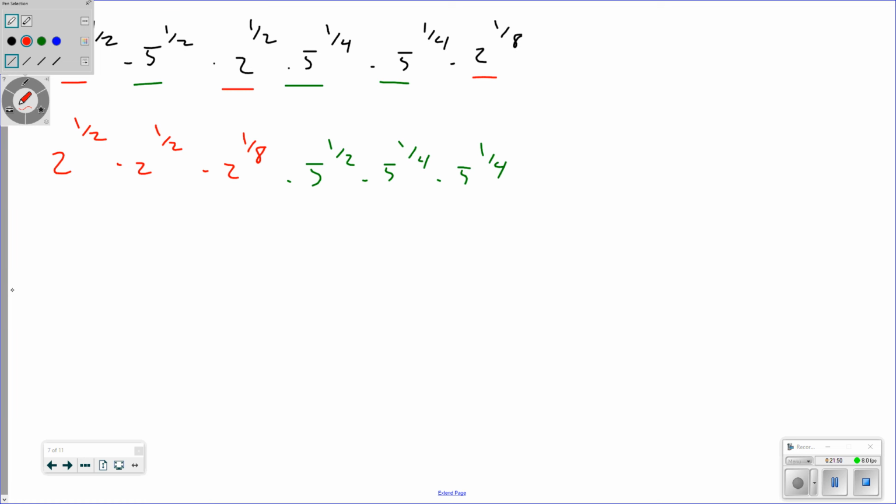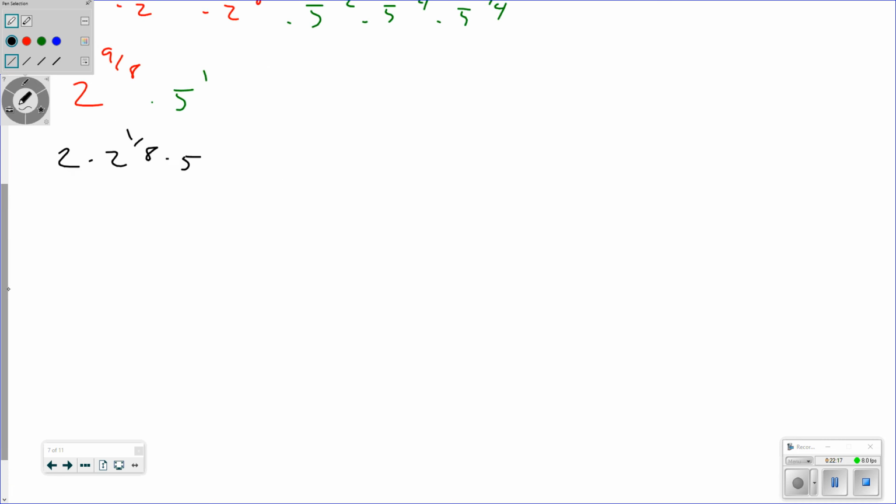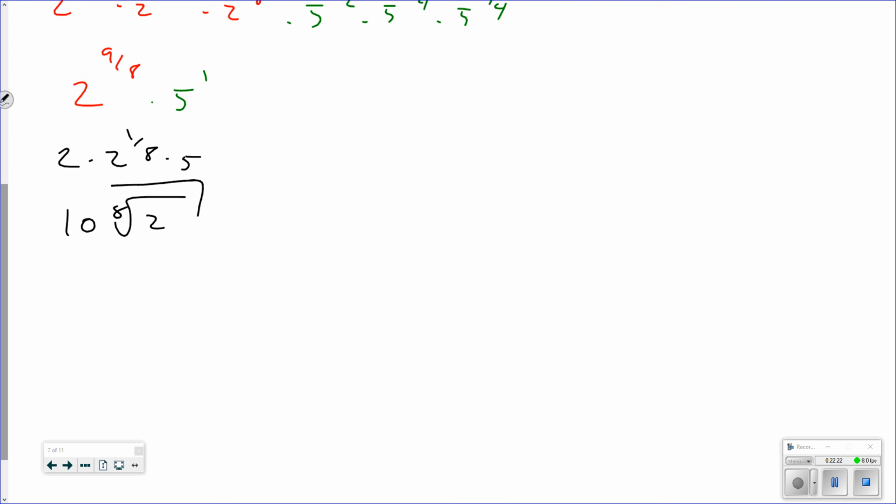So we're multiplying all the bases of 2, so you add the exponents. That ends up giving you 1/2 plus 1/2 is 1, and 1 plus 1/8 gives you 9/8. And then for the 5s, you have 1/2 plus 1/4 plus 1/4, which is 1, so 5 to the first power. So 2 to the 9/8 is just 2 times 2 to the 1/8, times 5, which is 10 times the 8th root of 2. That's going to be your answer.